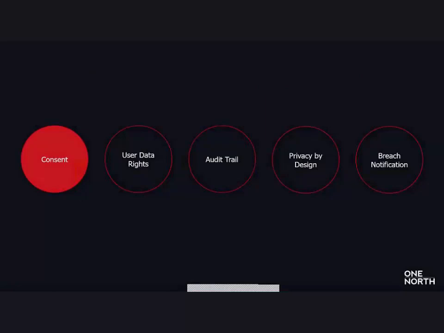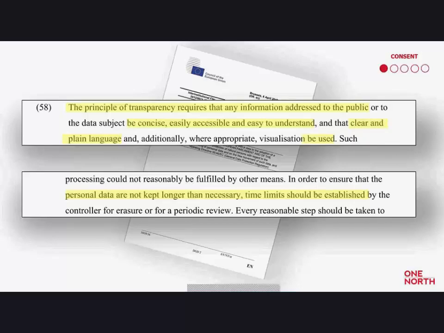And for each one of these, we'll show a quick snippet of the regulation that's easily readable, and then talk about what it means and look at specific examples in the wild that adhere or not. So consent starts in recital 58 of the regulation, talking about the principle of transparency necessitating that any information you share with them needs to be concise, very accessible, very easy to understand, and that clear and plain language always be used.